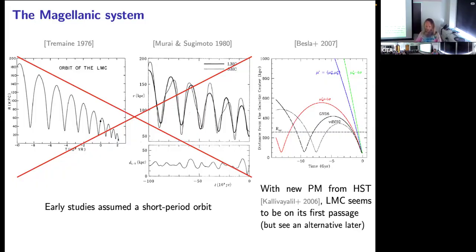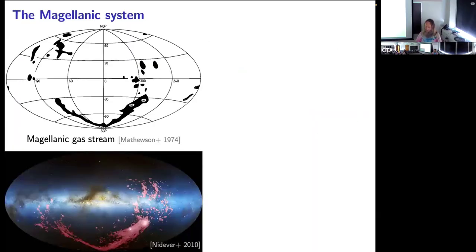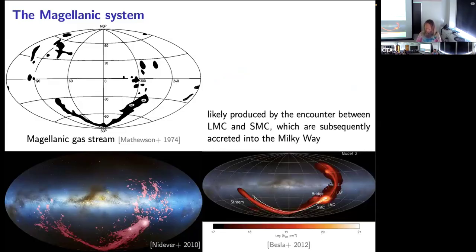Also, these early studies assumed a mass of the LMC that was much, much smaller than we think it is today. And we'll see later why that's important. Another thing about the LMC and the Magellanic system in general is that there are not only just two galaxies, but there is also a very prominent gas structure, the Magellanic gas stream, that crosses half of the sky. The observations and the models indicate that this stream is probably produced by the interaction between the two clouds.